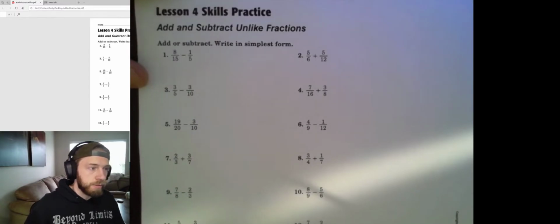Number 1, 8/15 minus 1/5. And this is exactly how I would do all these problems. 8/15 and 1/5. Here's the issue with trying to subtract these two fractions. Let me give you a visual if I can. 8/15.